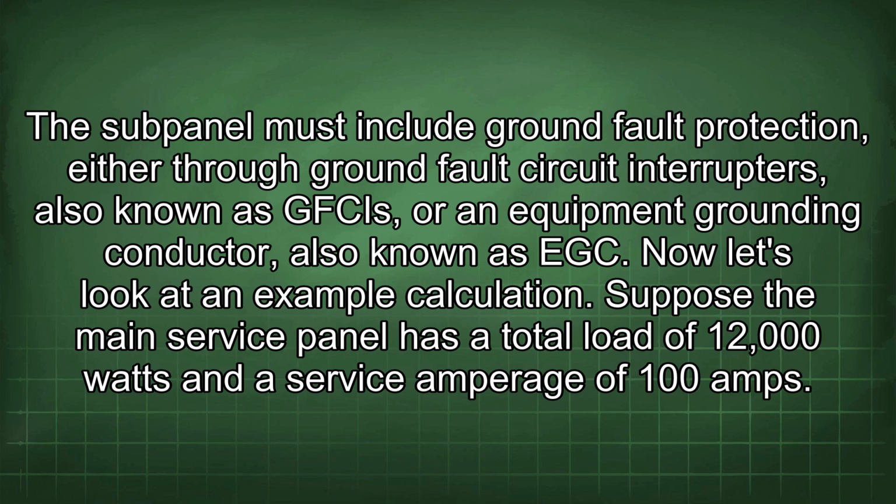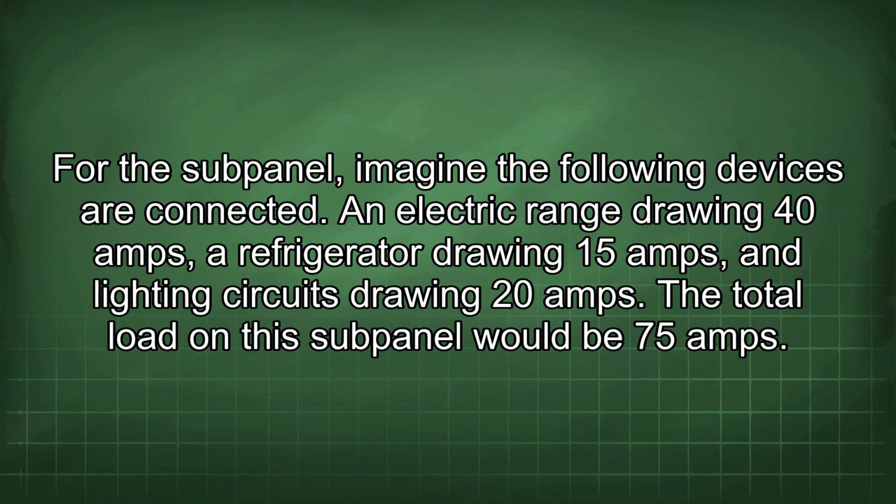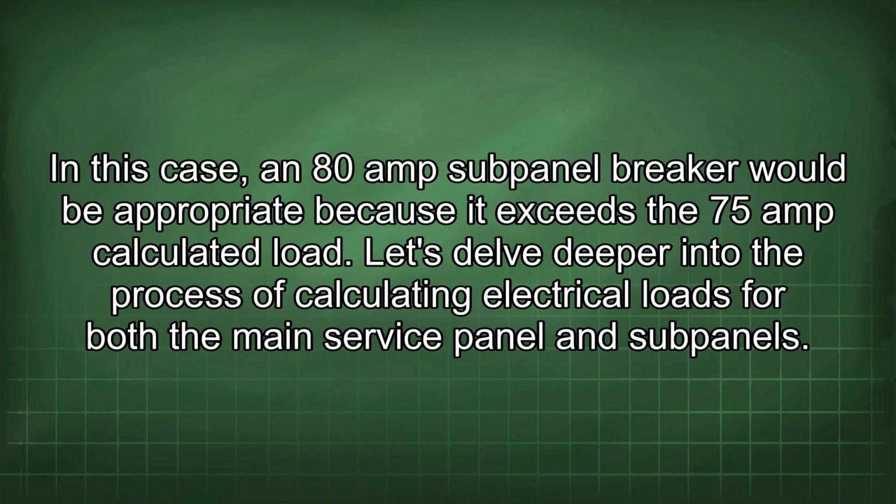Now let's look at an example calculation. Suppose the main service panel has a total load of 12,000 watts and a service amperage of 100 amps. For the subpanel, imagine the following devices are connected: an electric range drawing 40 amps, a refrigerator drawing 15 amps, and lighting circuits drawing 20 amps. The total load on this subpanel would be 75 amps. In this case, an 80 amp subpanel breaker would be appropriate because it exceeds the 75 amp calculated load.